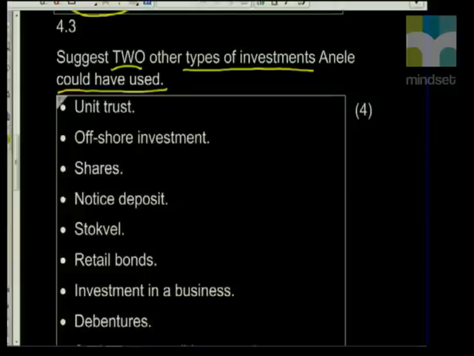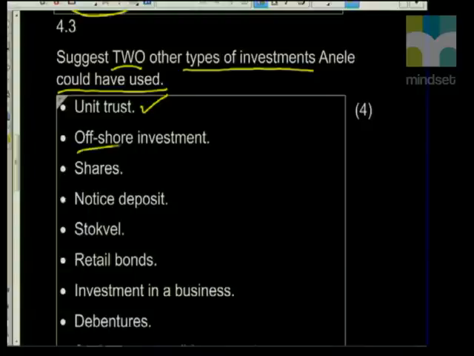So what I have here for you is Anele could have got unit trusts. And with this section, grade 12s, before I even go any further, you need to know all the different types of investments and what is involved there. You don't have to go into too much detail on the taxation of each section, but you do need to know what they consist of.